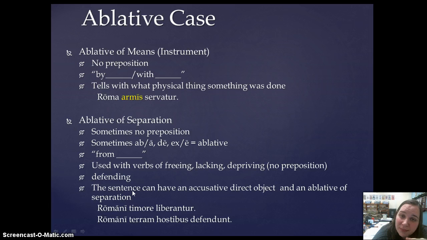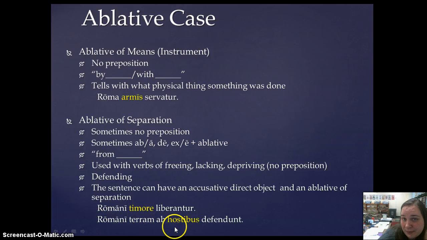Now, I have two examples of the ablative of separation here. In the first one, we just have an ablative of separation. In the second one, we have a direct object and an ablative of separation, okay? In the first sentence, Romani liberantur timore, the Romans are freed from fear, okay? In that case, what are they being freed from? What is being separated from the Romans? It's fear, and that's why we have an ablative of separation.